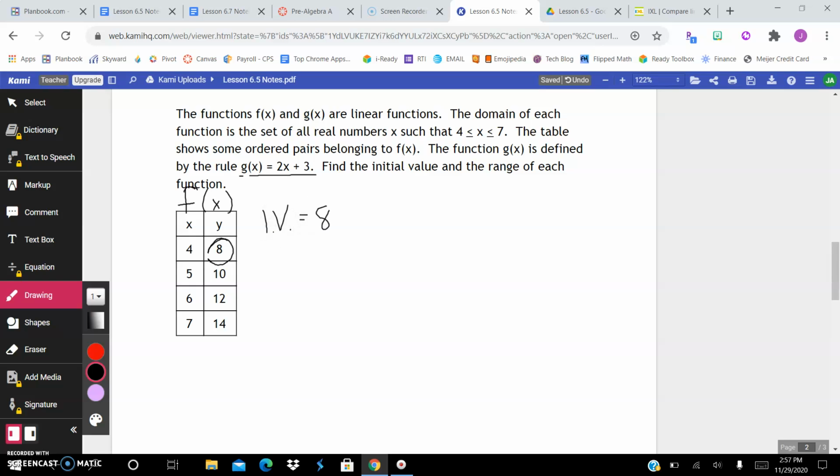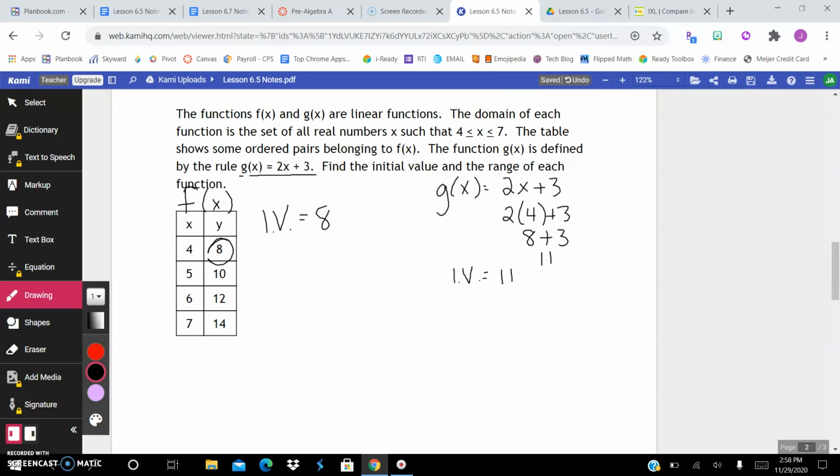Now g of x is 2x plus 3. We're going to actually have to plug in the 4 here. So 2 times 4 is 8, plus 3 is 11. So the initial value of g of x is 11. So that takes care of the initial values for both.